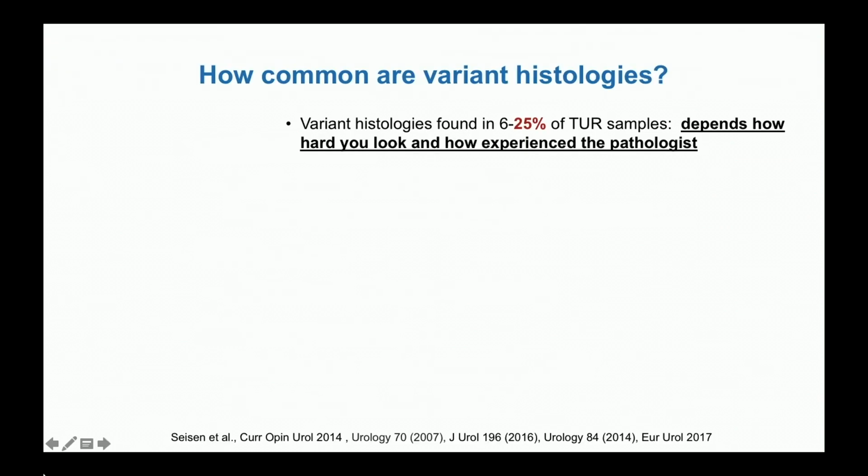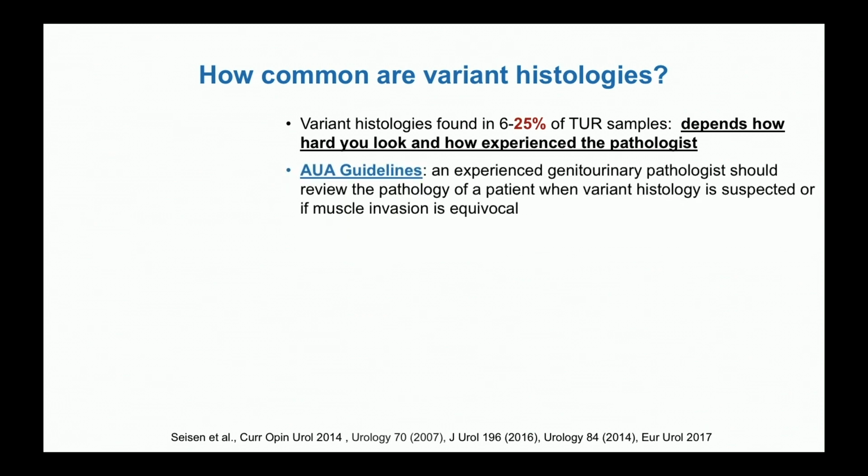Variant histology actually is quite common. In the TCGA data set, it ran at about 15%, and depending upon the study that you read, it can be as high as 25%, and it really requires the pathologist to have a fairly in-depth understanding of variant histology and what to look for under the microscope.